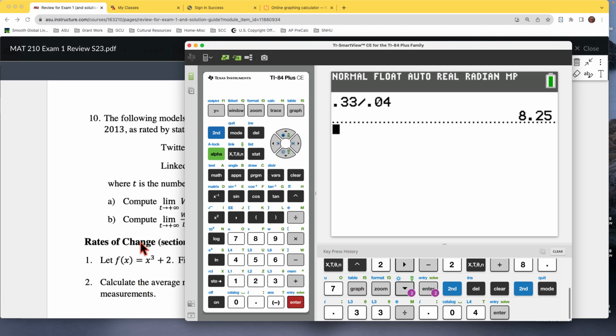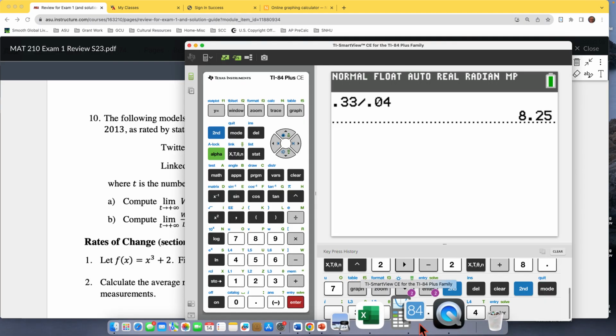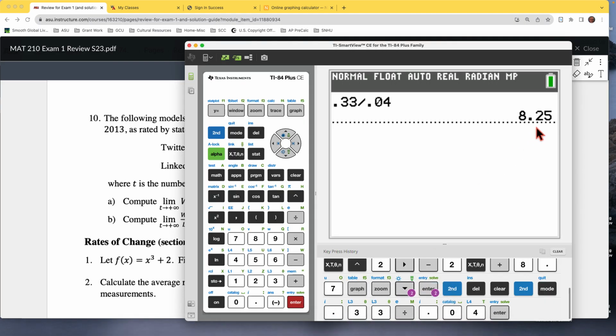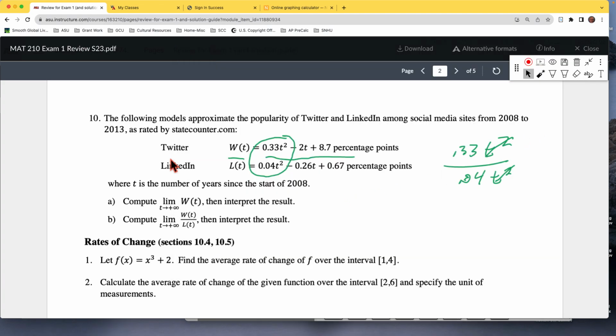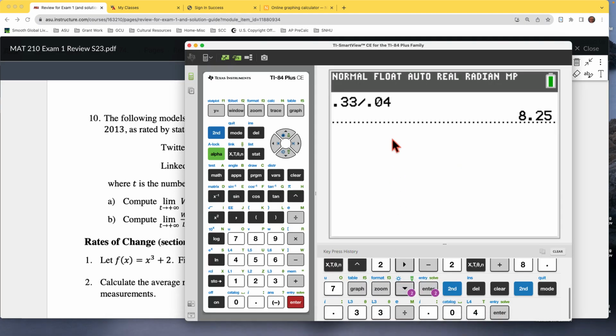And what does that mean? If they ask you to interpret it, that means Twitter will be 8.25 times as popular as LinkedIn in the long run. It might not be right now today, but if you need it at a particular time, you put those values in, you plug it in, you get it. And again, you could also graph this.